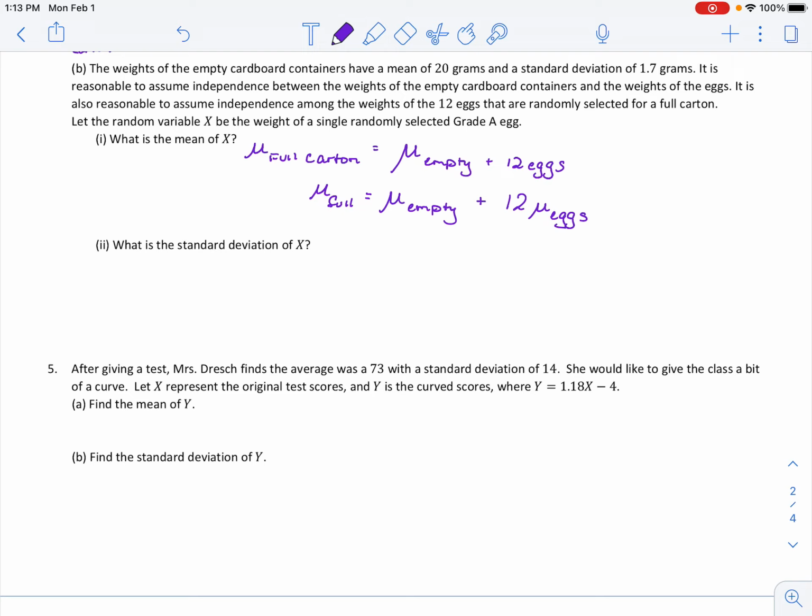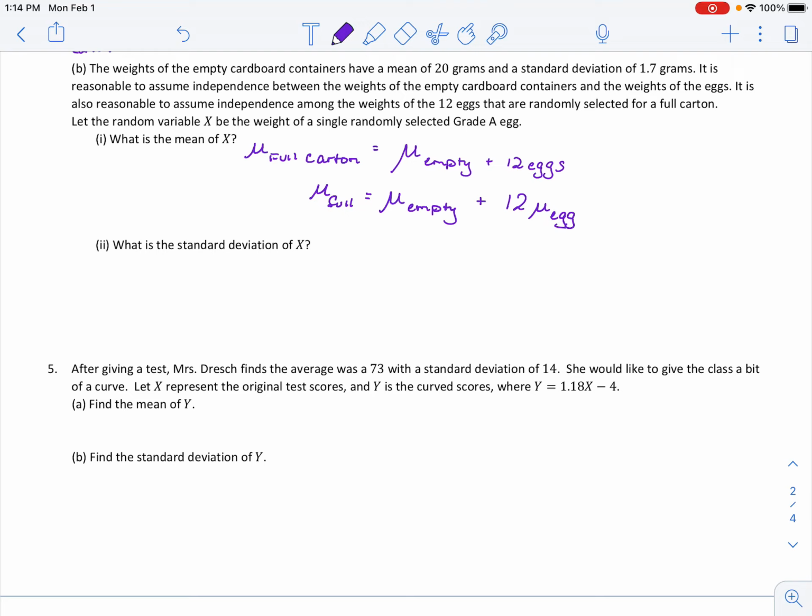So technically I should have shown two steps. I should have shown a step where I add this mean plus this mean, and then where I take the constant and multiply by the mean of the eggs. Mean of one egg, I guess I should say, not plural. But I just kind of did it all in one step.